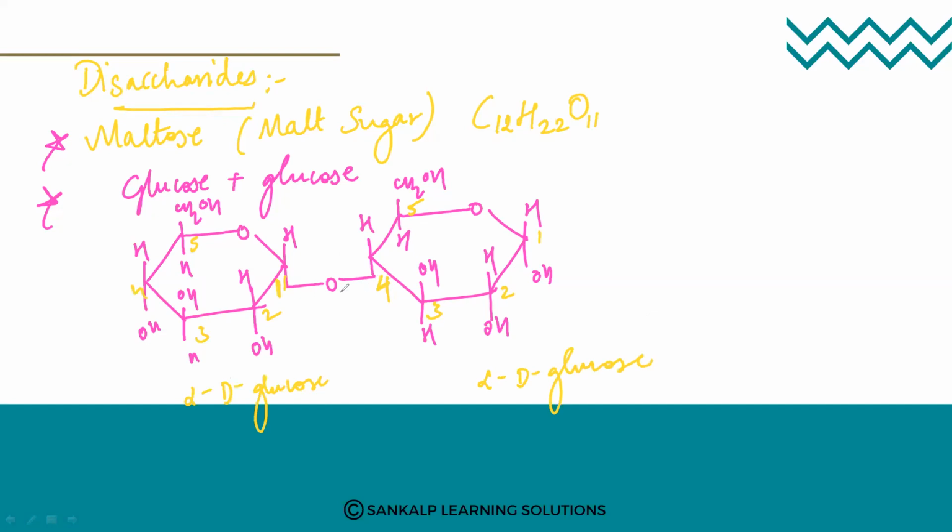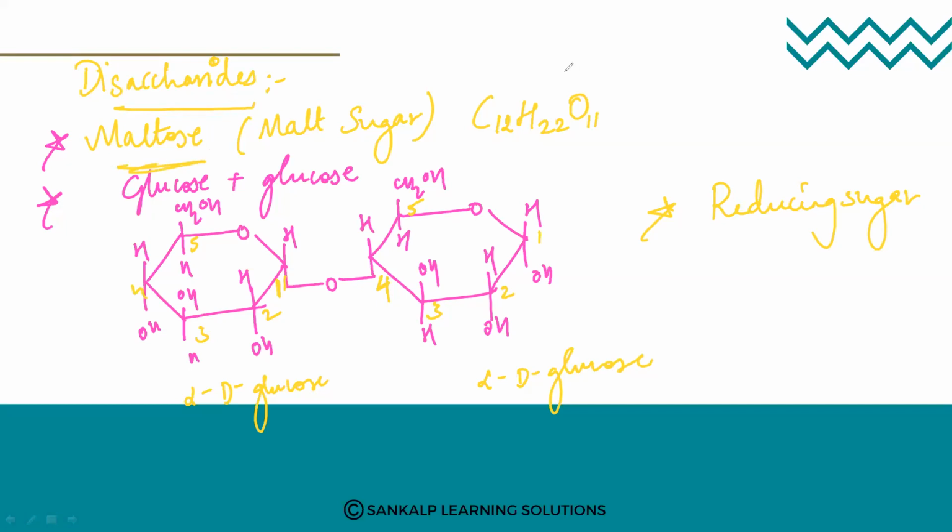So this is a reducing sugar. This is an example of a reducing sugar. What do we mean by a reducing sugar? One which can reduce Fehling's solution and Tollens' reagent, because of a free aldehyde group, which is produced at the C1 carbon of the second unit of glucose in solution. So in the second unit, the aldehyde group is free. This is the first example in disaccharides.